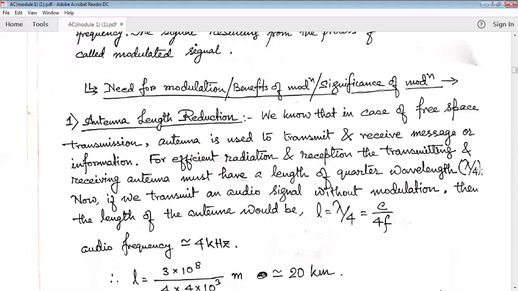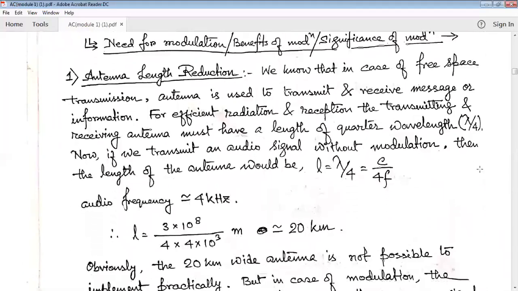Now, why is modulation needed? First of all, the main reason is antenna length reduction. We know that in a communication system, we use an effective antenna length equal to lambda by 4. What is lambda? Lambda is the wavelength. Lambda equals C by f, where C is the speed of light, that is 3 times 10 to the power 8 meters per second, and f is the frequency.